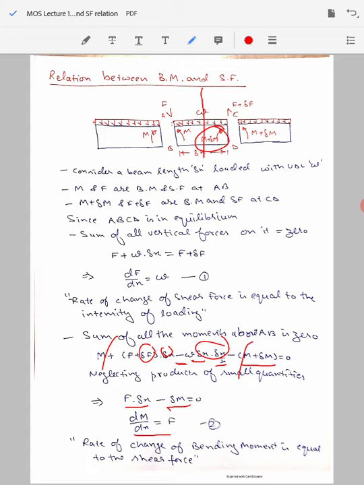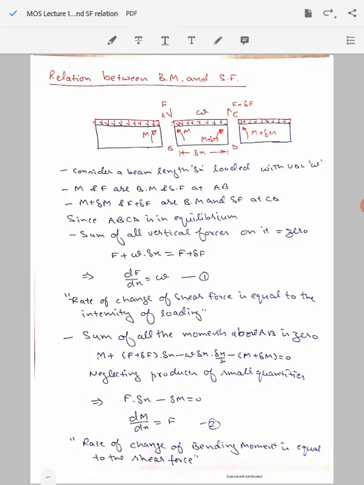equal to F, and this equation tells us that the rate of change of bending moment is equal to the shear force acting on the beam. So we have got these two relations here.